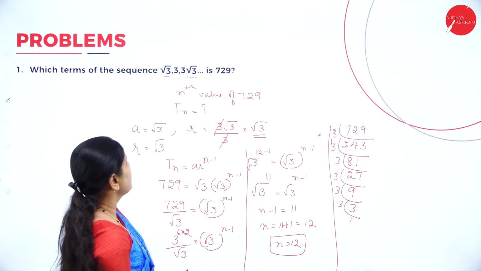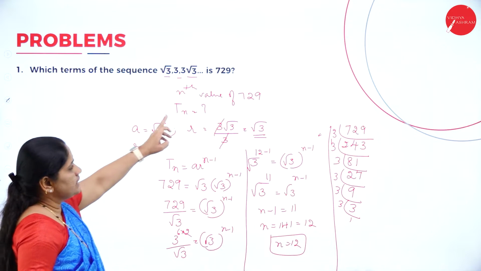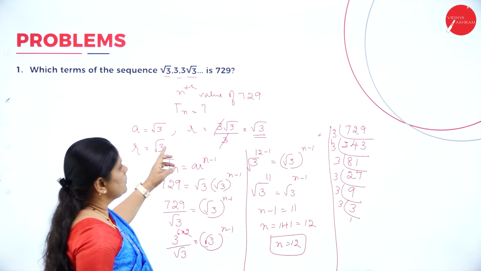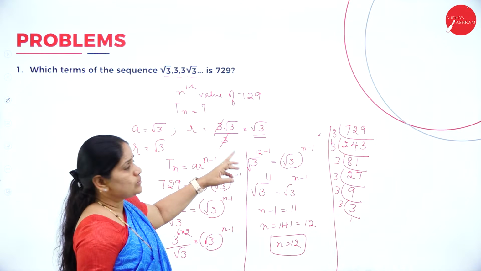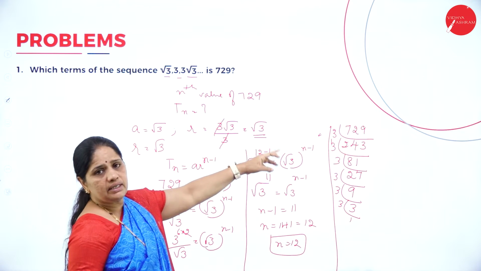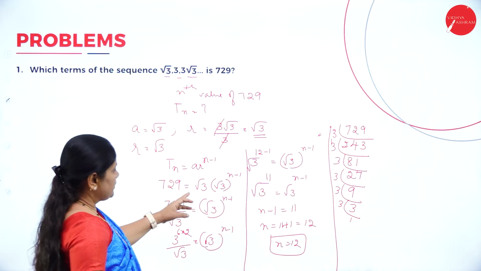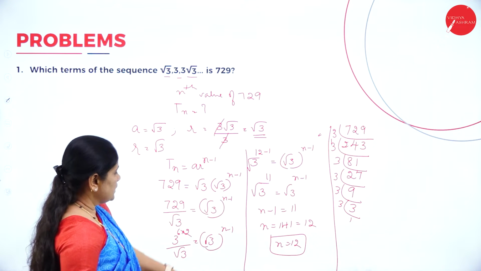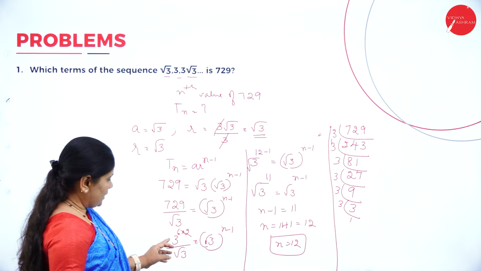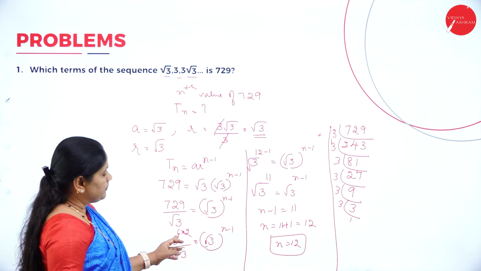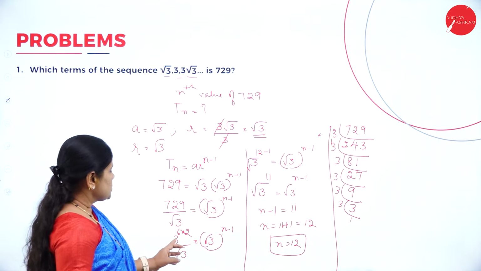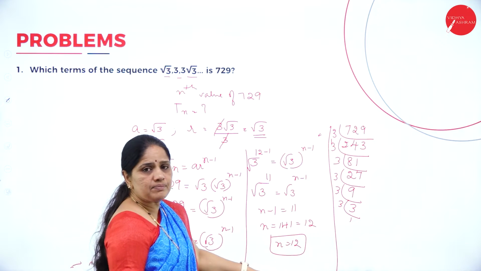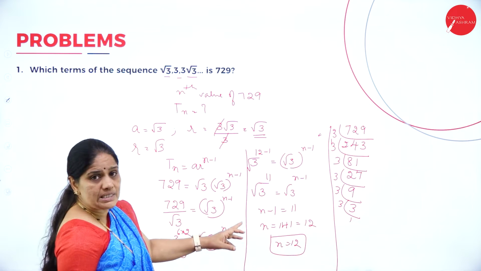So this is the answer. We are finding the nth term. We know A equals root 3, R is also equal to root 3. How did we get R as root 3? 3 root 3 by 3 equals root 3. So 729 equals root 3 into root 3 to the power n minus 1. When I simplify this, I multiply the power by 2, so that will be root 3 to the power of 12 minus 1. So when I simplify this, I get n equals 12.